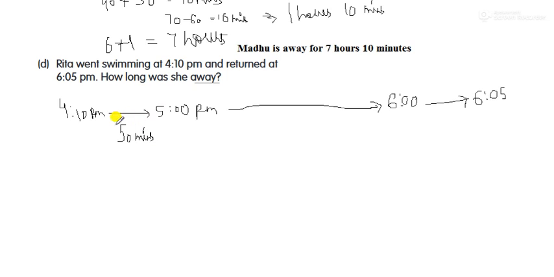Here do 60 minus 10. Here in the tens, this 10 is minutes. In an hour, 60 minutes are there. So 60 minus 10 you have to do. So we will get 50 minutes. Now here, 5 p.m. to 6 p.m. is how much? 5 to 6 is 1 hour. Next, 6 to 6:05 is 5 minutes.